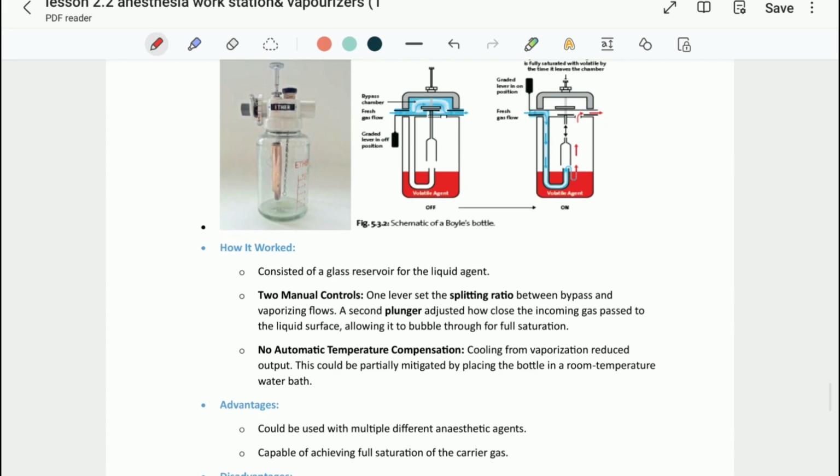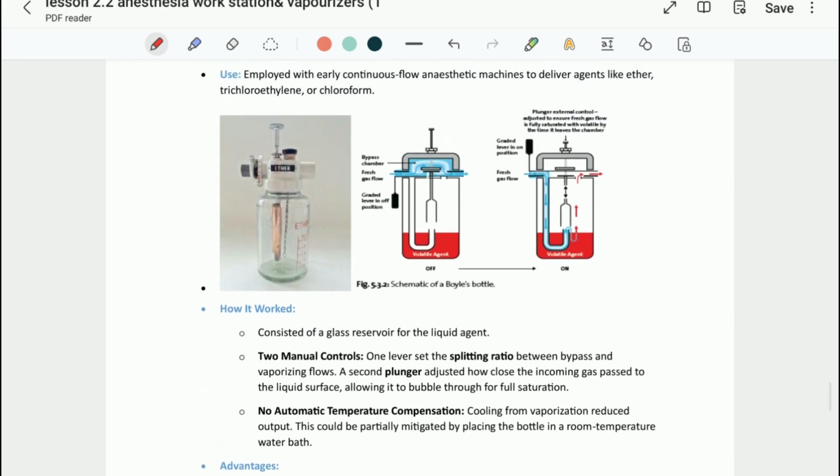Now, how did it work? This is the picture of a Boyle's bottle, and this is the schematic of the Boyle's bottle. It consisted of a glass reservoir for the liquid agent, and it had two manual controls. One lever set the splitting ratio between the bypass and the vaporizing flows, and a second plunger adjusted how close the incoming gas passed to the liquid surface, allowing it to bubble through for full saturation. And it had no automatic temperature compensation.